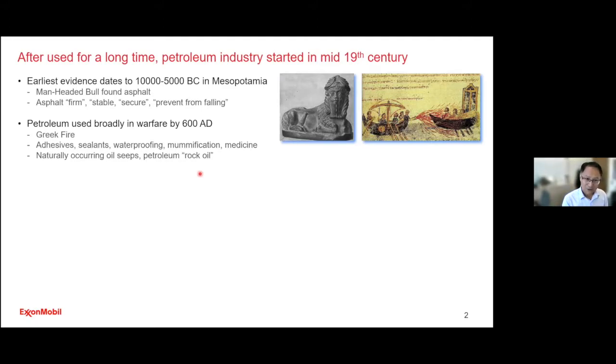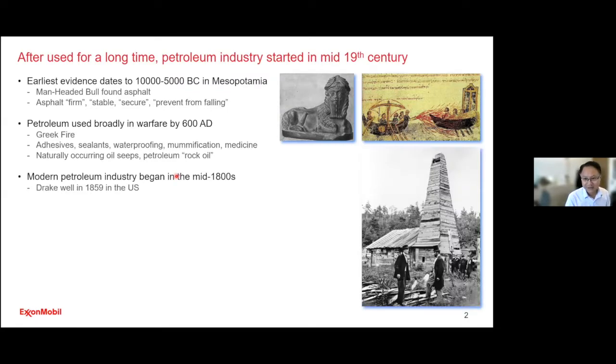Petroleum at this time was naturally occurring, from oil seeps from the ground or from rock. That's what petroleum means in ancient Greek: petro means rock, leum means oil. That's also translated in Chinese as rock oil. The modern history actually started in the mid 18th century, with the first Drake well in 1859, which spread out to the rest of the world.